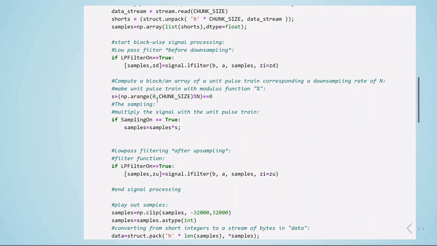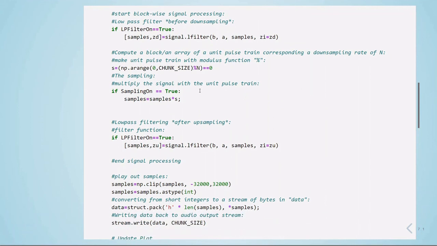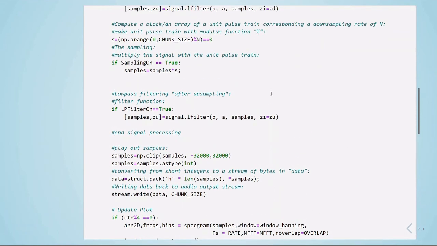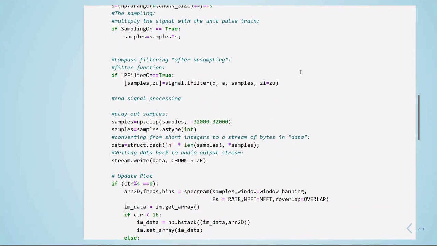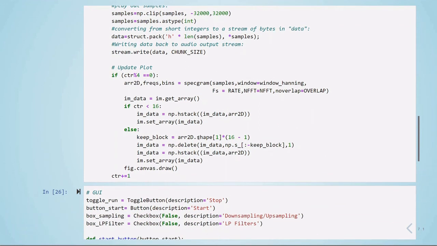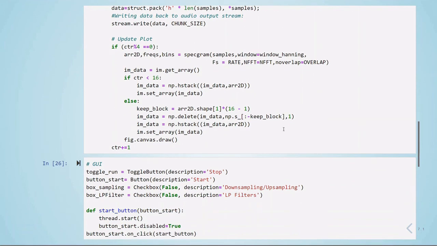We are again multiplying with the pulse train using this modulus function, and here is the low pass filtering after upsampling. So this is the combination of downsampling and upsampling, and here we are playing back the filtered and resampled version of our signal, and here we are updating the plot. We are calculating a spectrogram, and here we are setting the new values for the initial plot.